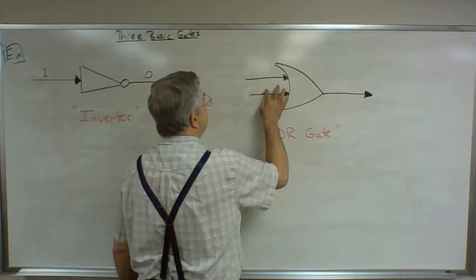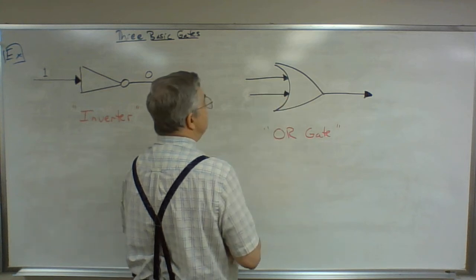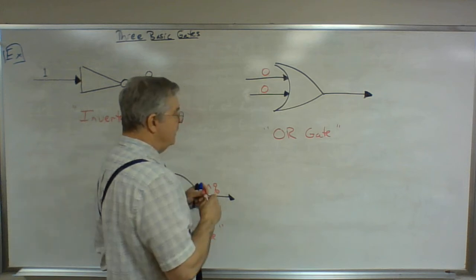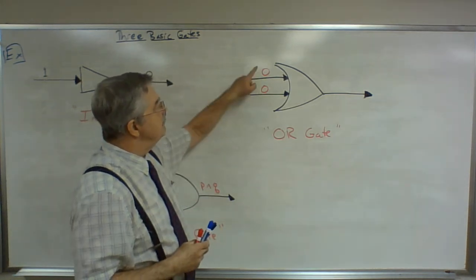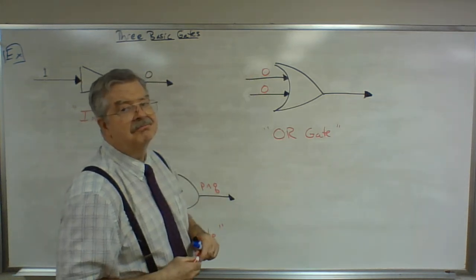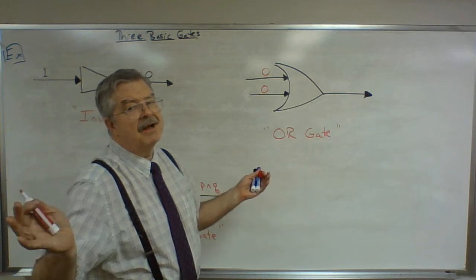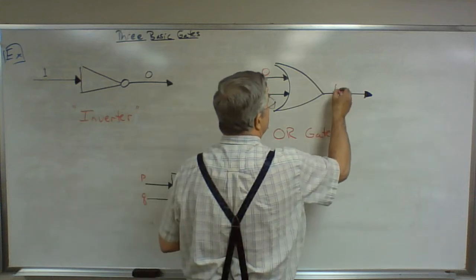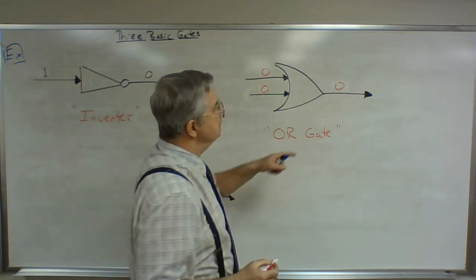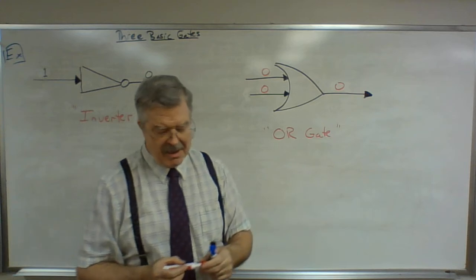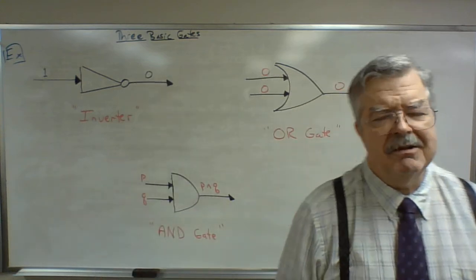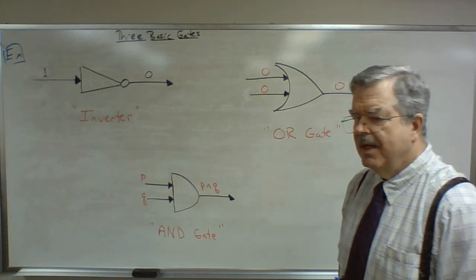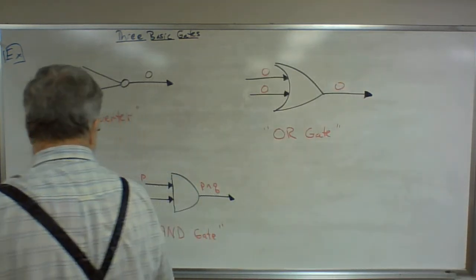Let's say that we have 2 inputs, and they're both zeros, or false. We have the OR of false and false. What's that going to give us? It's going to give us false, isn't it? So 2 zeros in, 0 out. And that exhausts all of the possibilities with this OR gate. Now let's look at the AND gate.